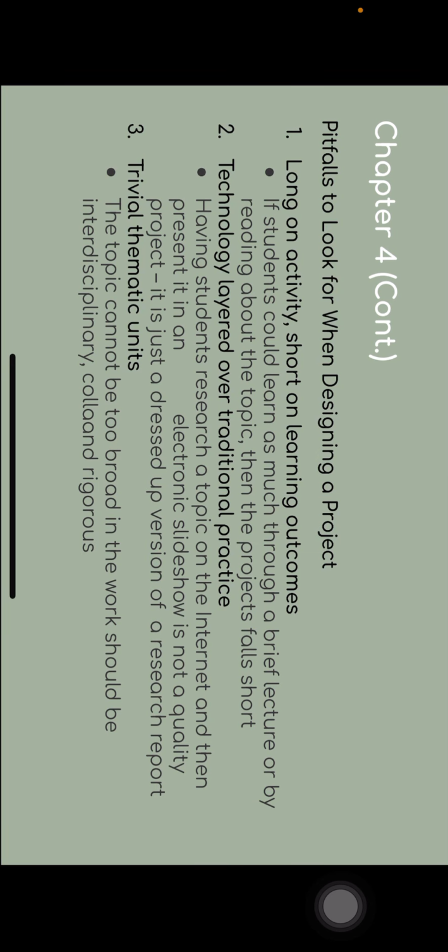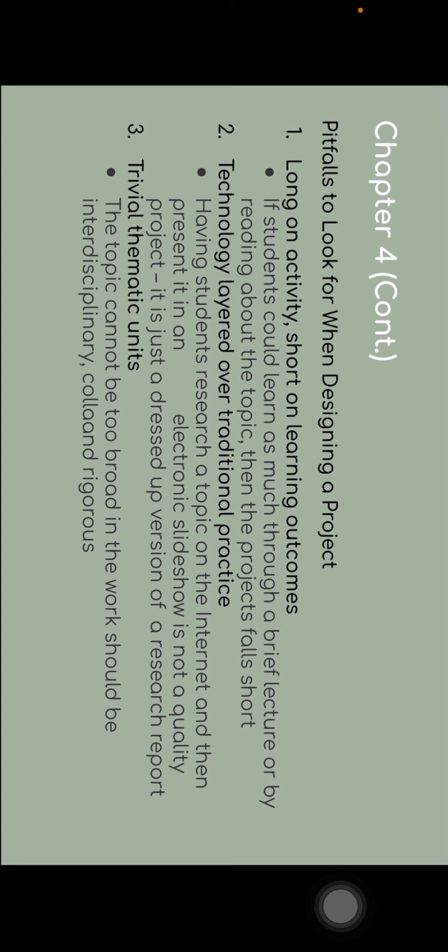Chapter 4 continued, pitfalls to look for when designing a project. Number 1, long on activity, short on learning outcomes. So if students could learn as much through a brief lecture or by reading about the topic, then the project falls short. Number 2, technology layered over traditional practice.